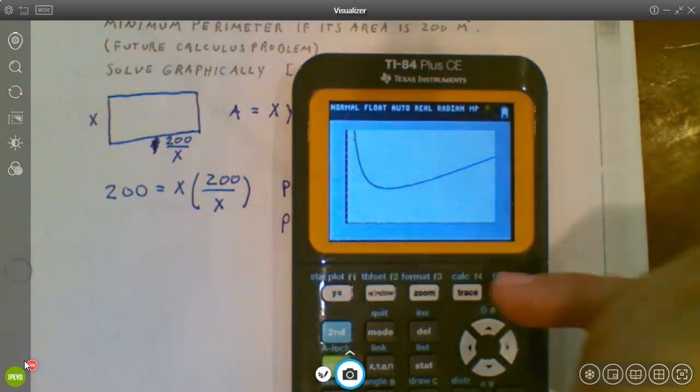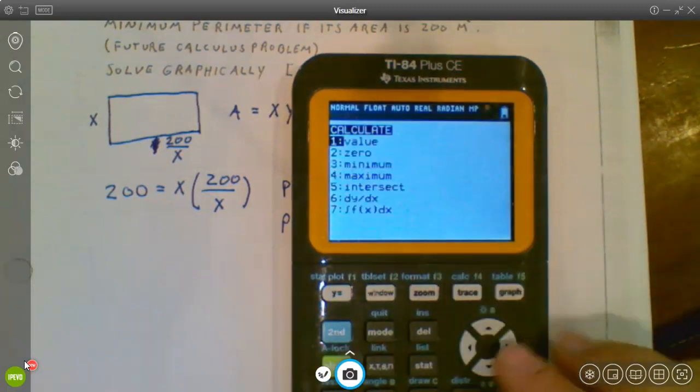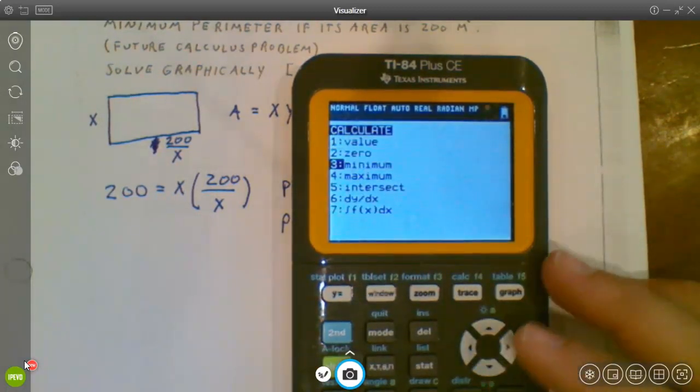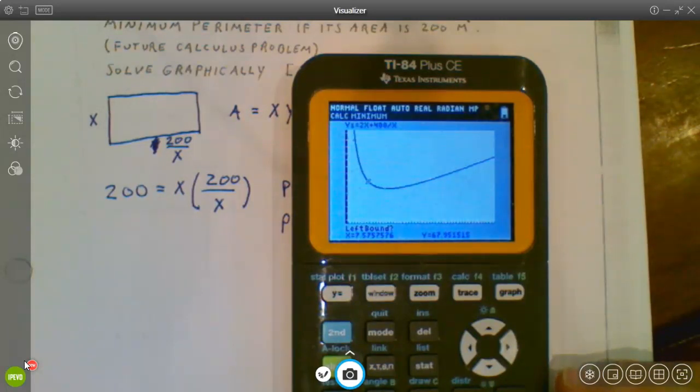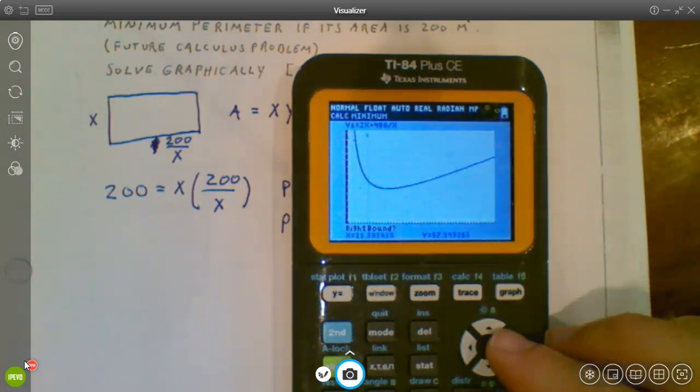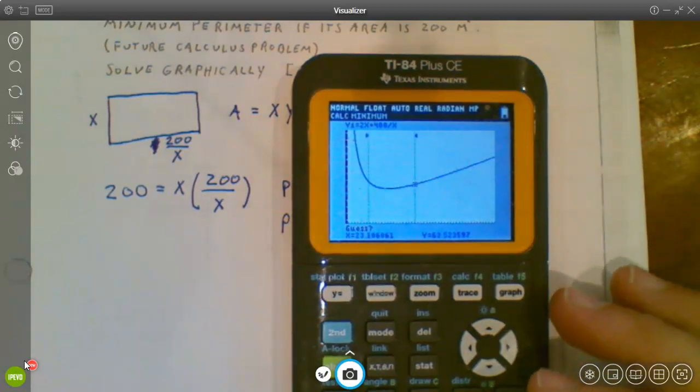We go into Calc. We choose minimum and set up my boundaries. So left boundary, just make sure you are to the left of your minimum. Right boundary, make sure you are to the right of your minimum. And hit enter.